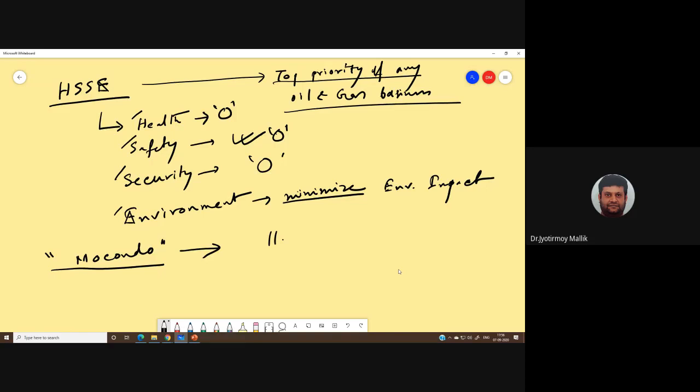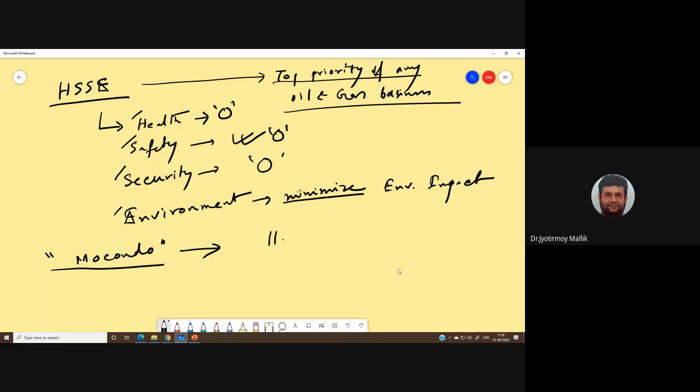So it is absolutely important that whatever operations are done in oil and gas are done taking care of these four pillars of operations: health, safety, security, and environment. But even after doing that, accidents do happen. People die, people lose assets, people lose wealth. If you lose one well, that means you are losing around 20-25 million dollars. So it's a lot of money.